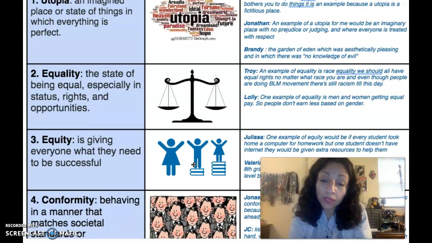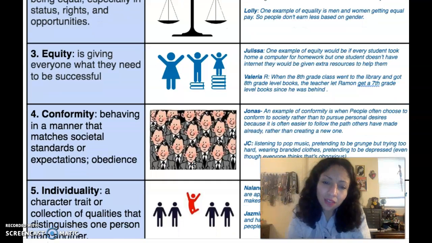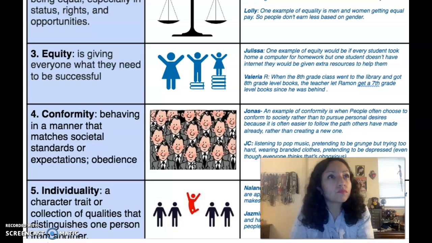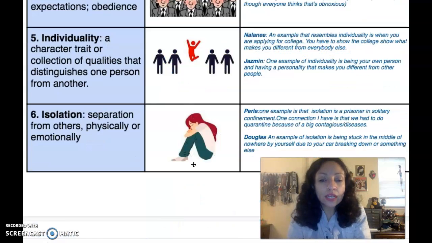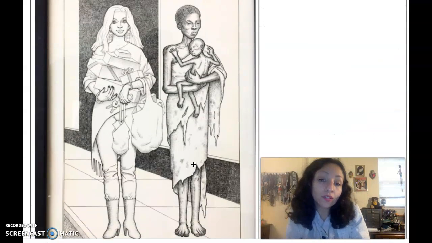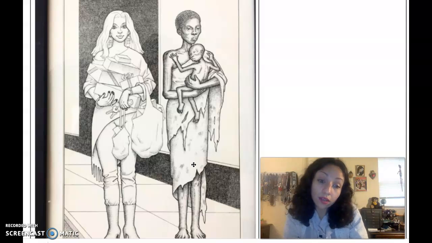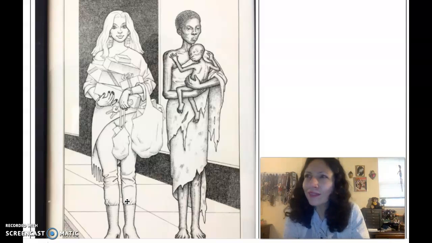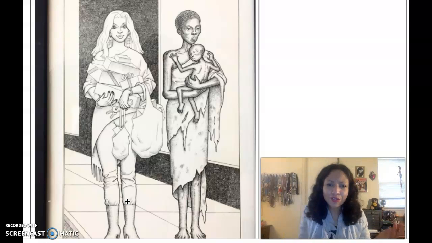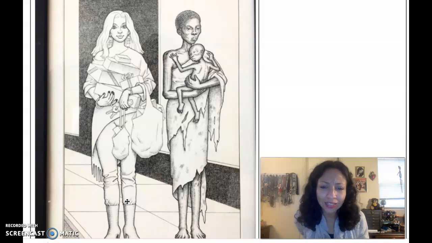Let's see, conformity. I mean, I could kind of talk about conformity a little bit. I think that if we take a look at our pictures, who's conforming to society, right? This woman here is clearly spending her money on consumerism, and there's advertisements everywhere. There's stores everywhere telling you to spend your money and that that's the right thing to do.